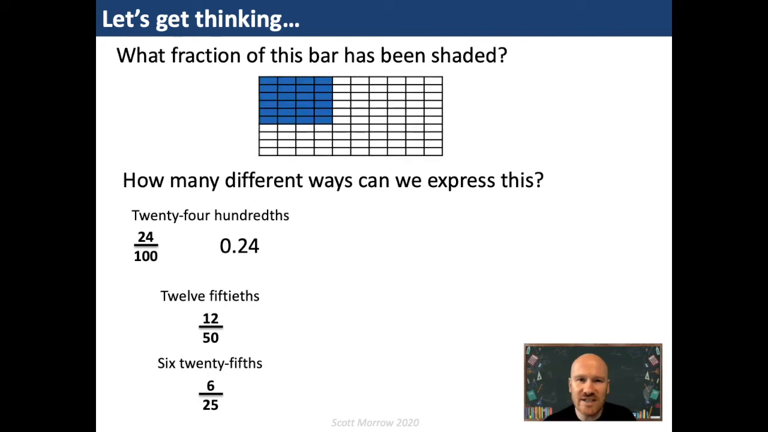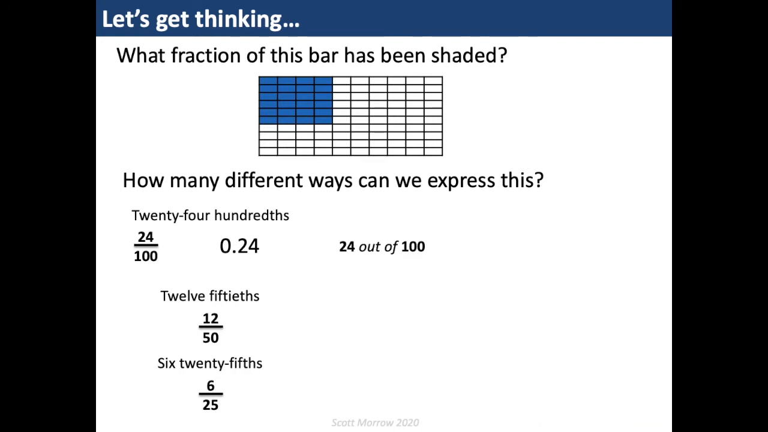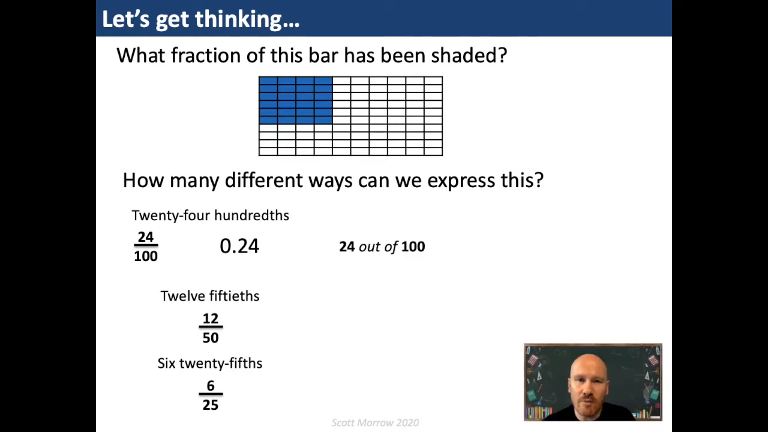Let's go back to our 24 hundredths, and we know that a fraction means out of. So we've got 24 parts are shaded blue out of 100 parts altogether. But we now know that that word percent means out of. So we can now express that as a percentage. 24 out of 100 is 24 hundredths, and we can write that as 24%.